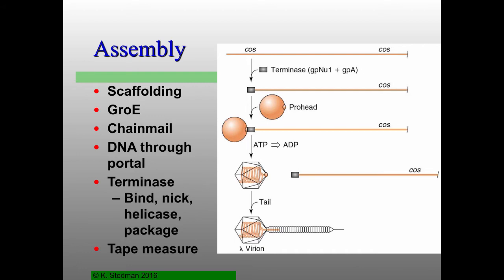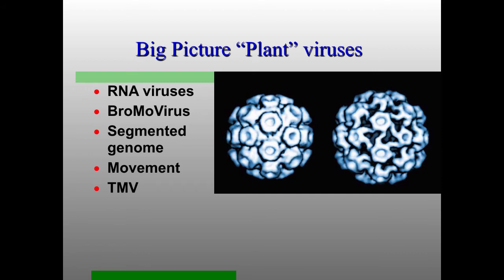So switch gears, talk about plant viruses. Again, this is a ridiculous oversimplification of the plant viruses. Just talking basically about the bromosaic viruses, a little bit about TMV, and then the thermal tolerance virus, which actually isn't really a plant virus at all. So the message here, of course, is these are RNA viruses. They also have these really amazing conformational changes that happen in the virion.